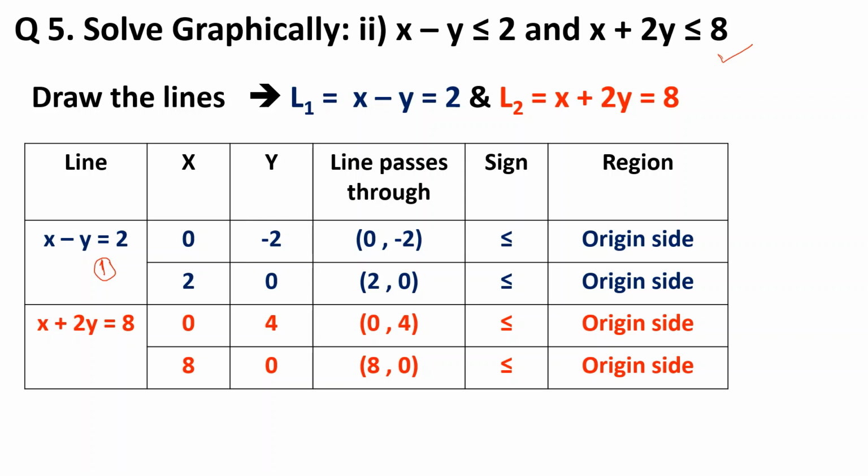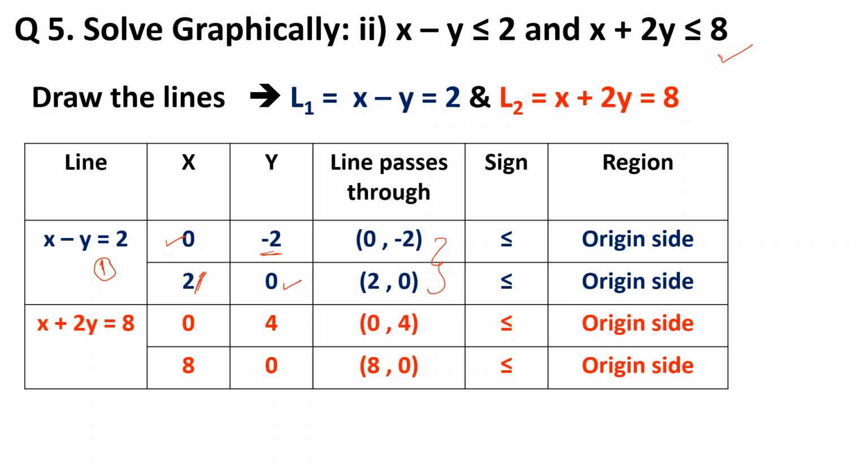First I put x is equal to 0 in the equation. If I put x is equal to 0, y I get is equal to minus 2. Similarly, for the second time, if I put y is equal to 0, that means x is equal to 2. So the two coordinates that I got are 0, minus 2 and 2, 0.